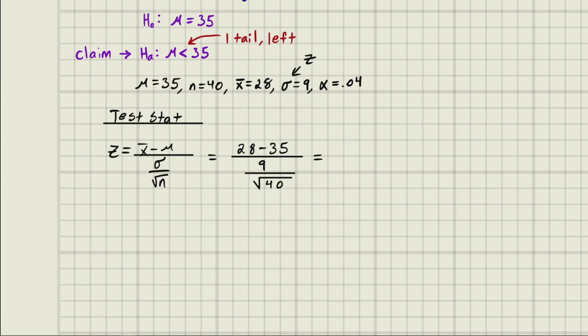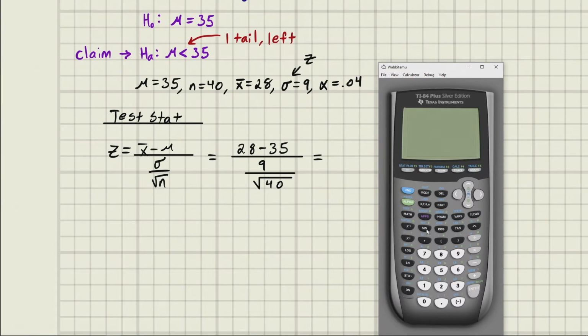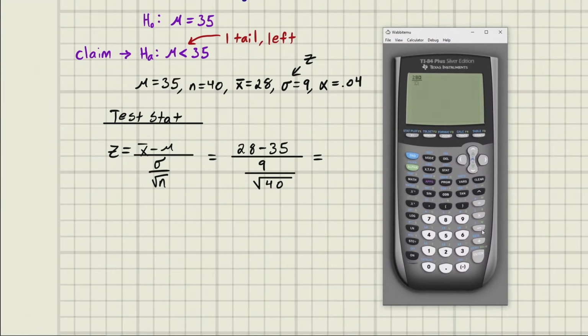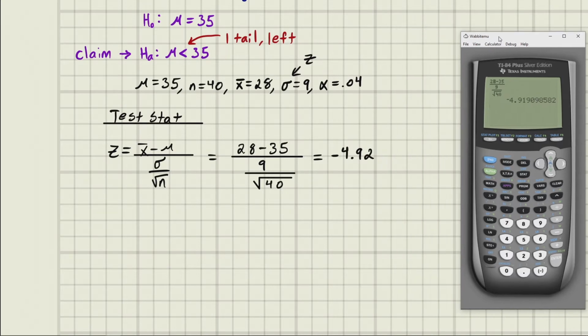Plugging this into the calculator, let's pull that up. Some number, let's plug it in. I'm going to use the fraction capabilities: 28 minus 35 over 9, divided by the square root of 40. We get, holy smokes, that's big for a z-score, 4.92. I can tell you right now, we are going to be rejecting.